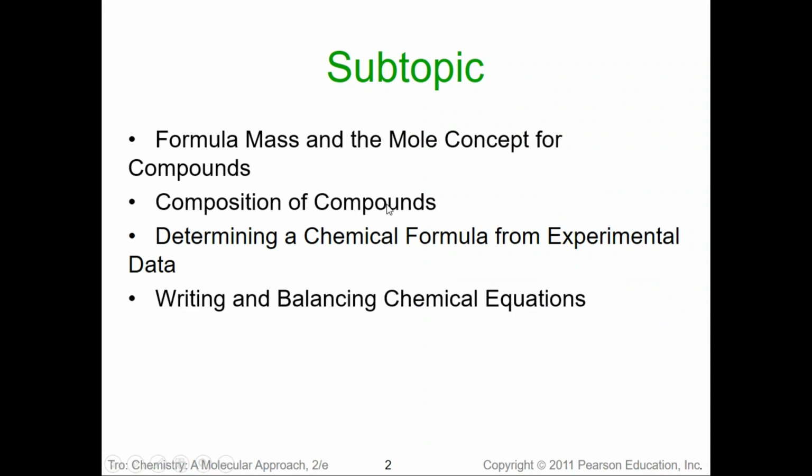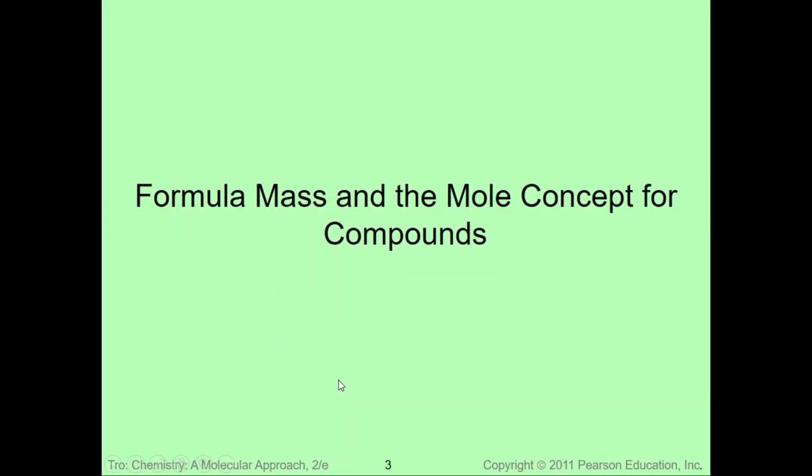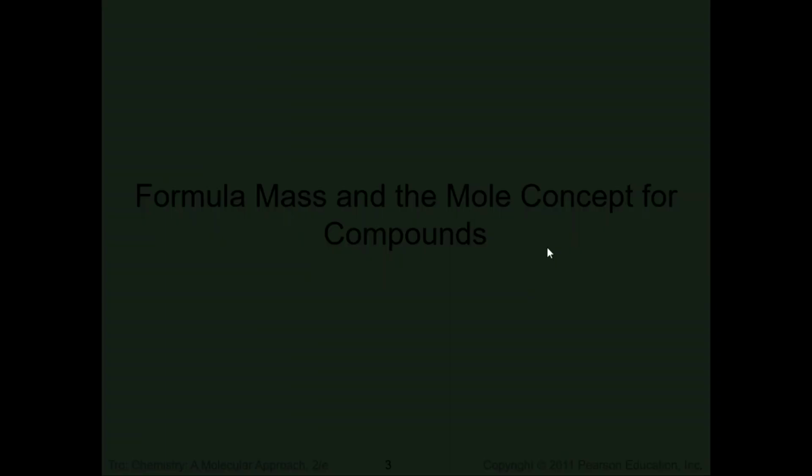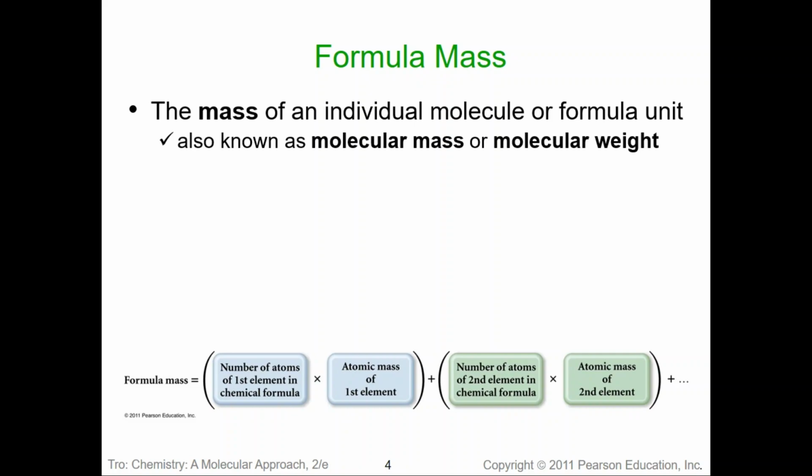The others will be in the other Panopto videos. So the first subtopic is about formula mass and then the mole concept for compounds. What is the formula mass? Formula mass is the mass of an individual molecule or formula unit. We can know it as molecular mass or molecular weight. Usually we put the symbol as M to simplify molar mass.